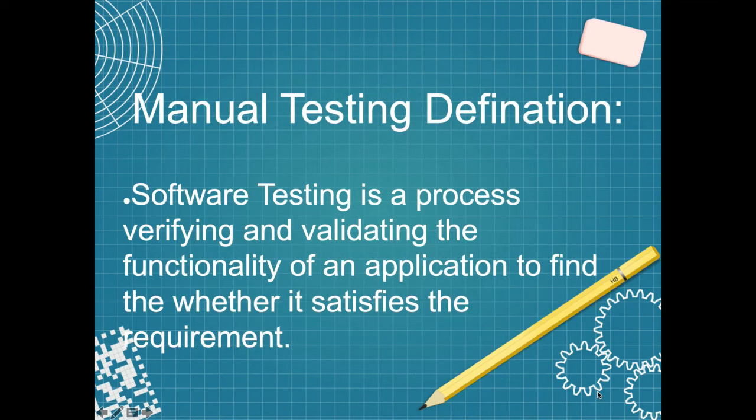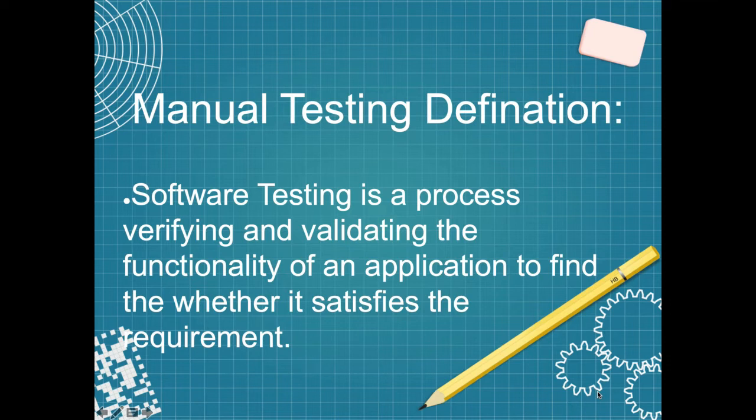So what is the software testing definition? Software testing is a process of verifying and validating the functionality of an application to find whether it satisfies the requirement. What does it mean? Testing is nothing but testing an application, or anything you can test. For example, you bought one mobile. Before buying, you'll check whether the mobile is working or not. So that is also testing.